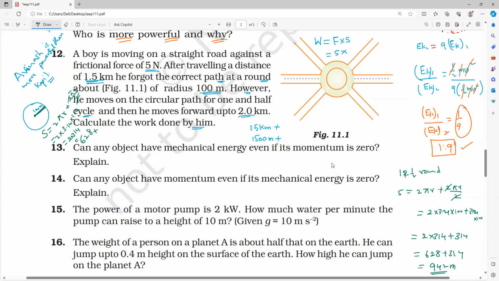Yes, sir. So 942 meters plus 2 kilometers again. What does 2 kilometers mean? 2 kilometers means how many meters? 2000 meters. Yes, plus you add everything now. So 2000 plus 1500 plus 942, which is equal to a total of 4442 meters. Right or wrong? Verify. If you verify it, then I'll proceed.